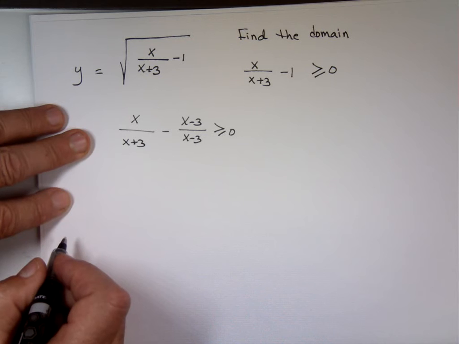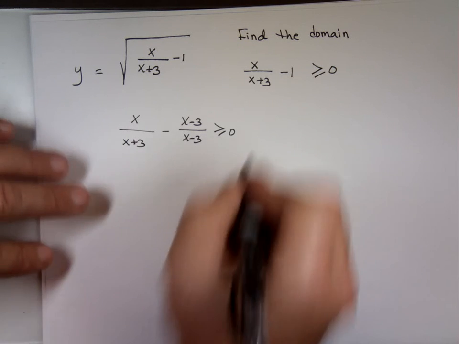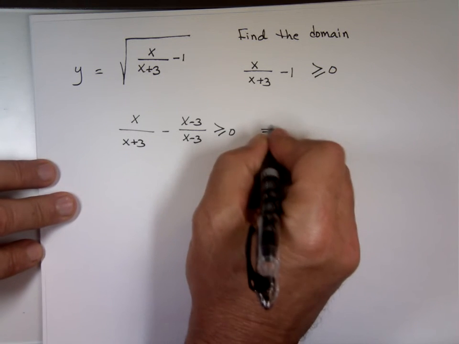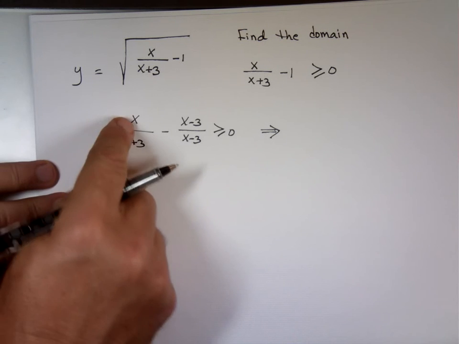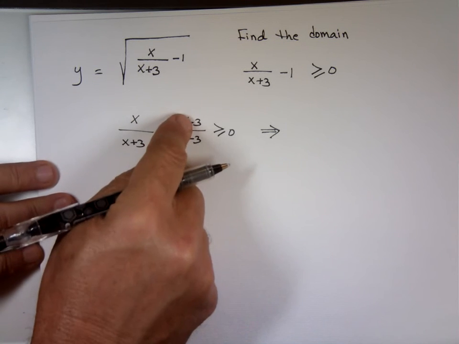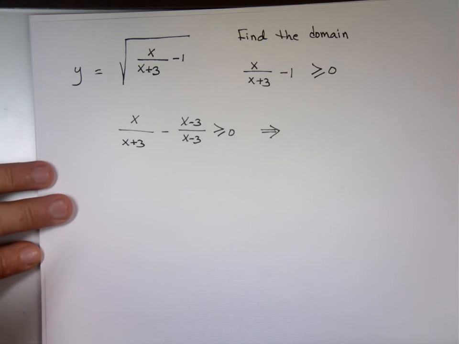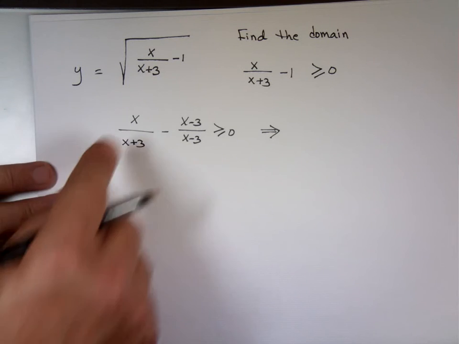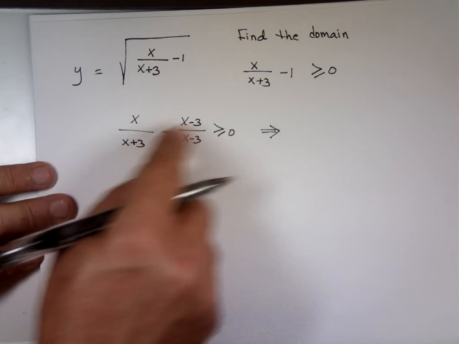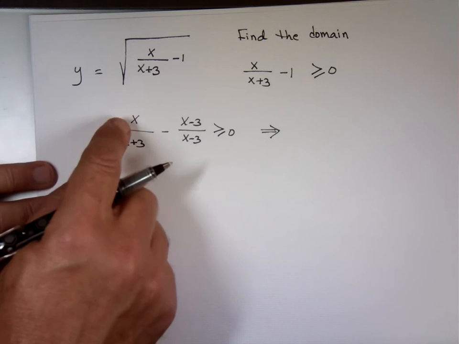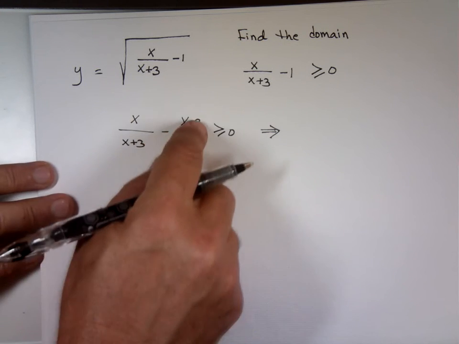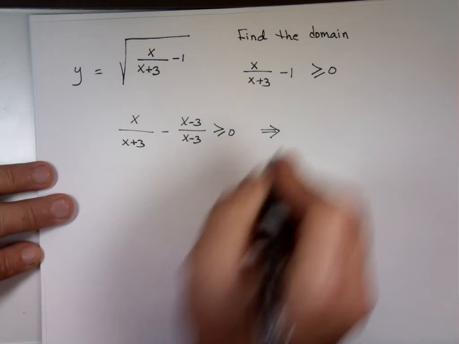And if I combine them, I will have what? x minus x, which is what? Gone, 0. And 0 minus a negative 3. Think about this. 0 minus a negative 3. What is that? Positive 3.